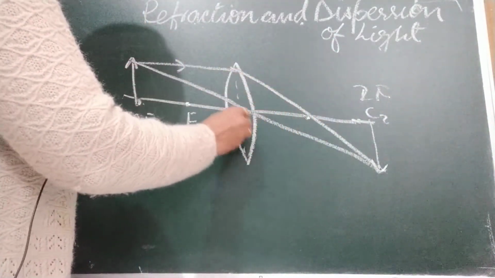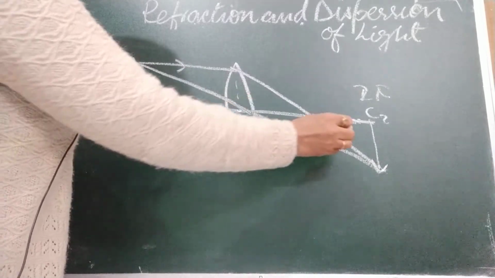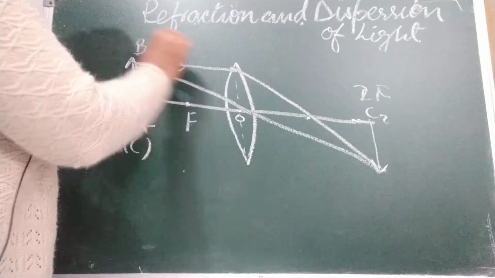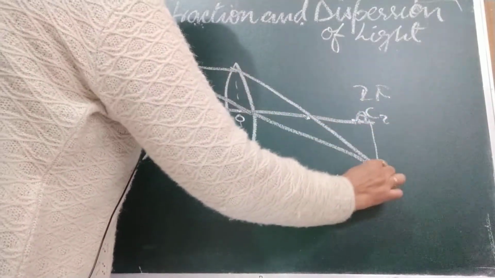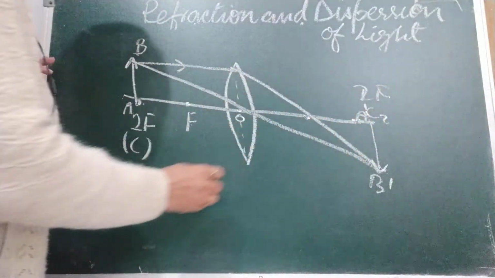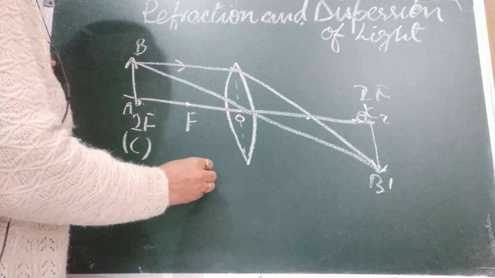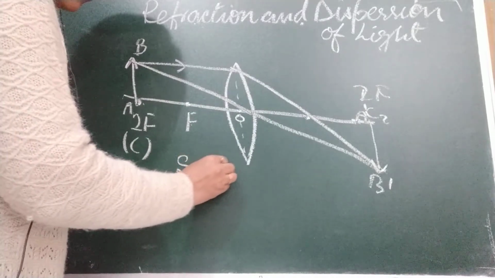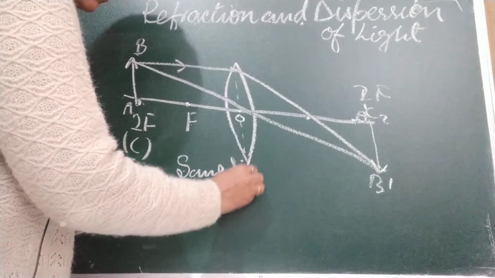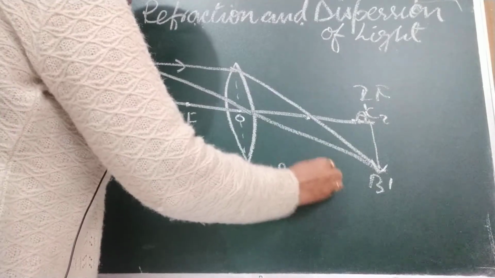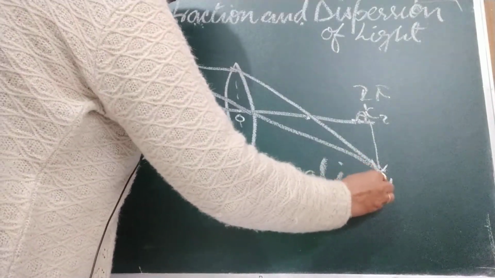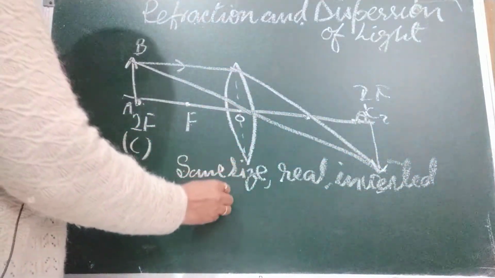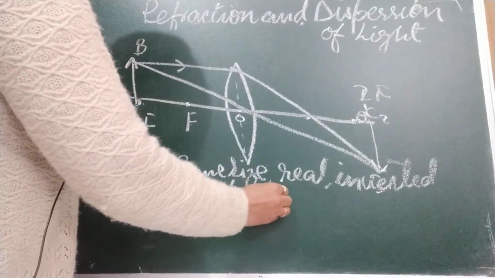You see the images. This is A and B. This is A dash and B dash. This is the image. When you observe, you will find this image is the same size, real, inverted, and it forms at 2F or C.